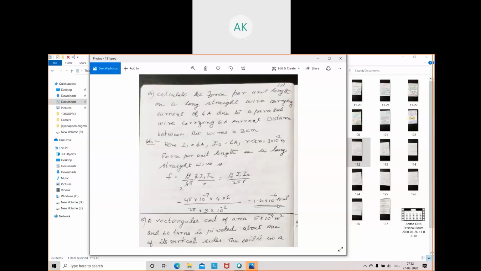Anyway, you have to get one book. Then you can do extra questions, extra problems also. So try to get one book online and study.